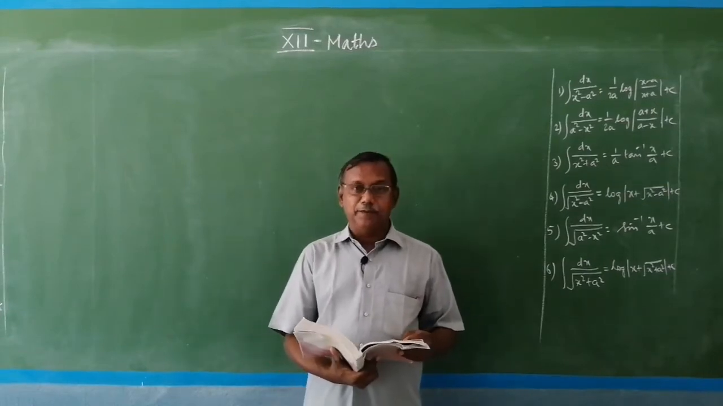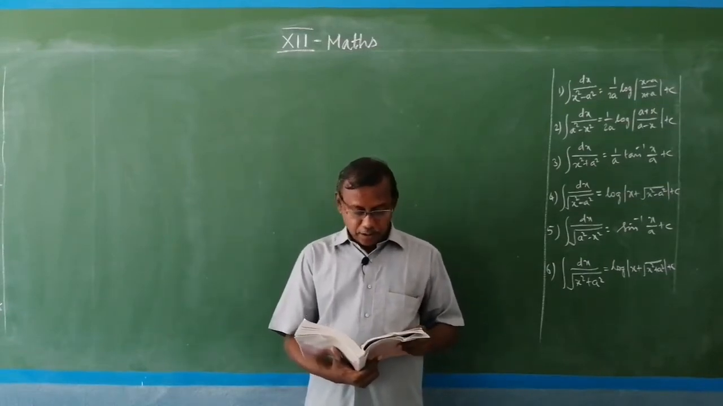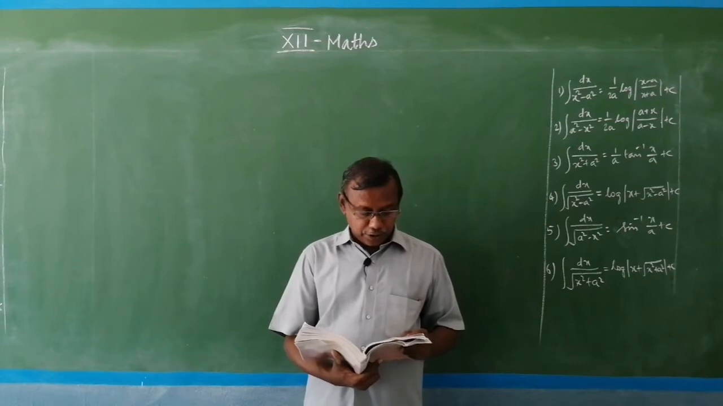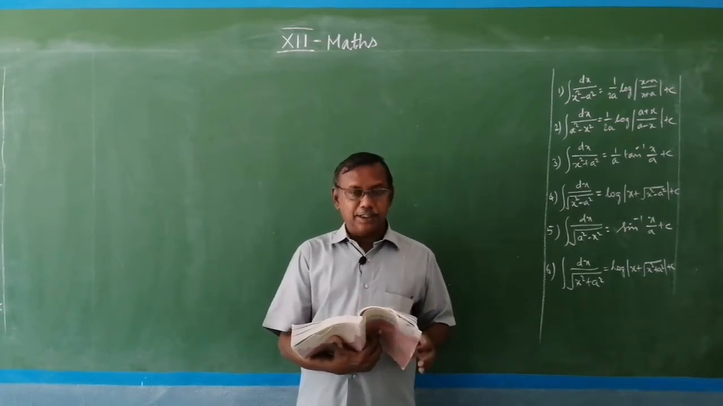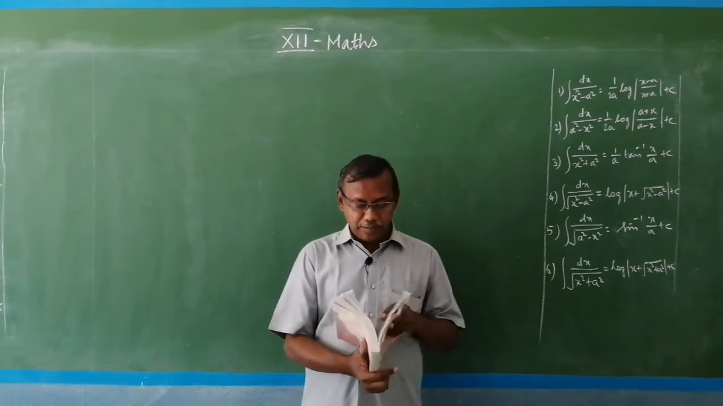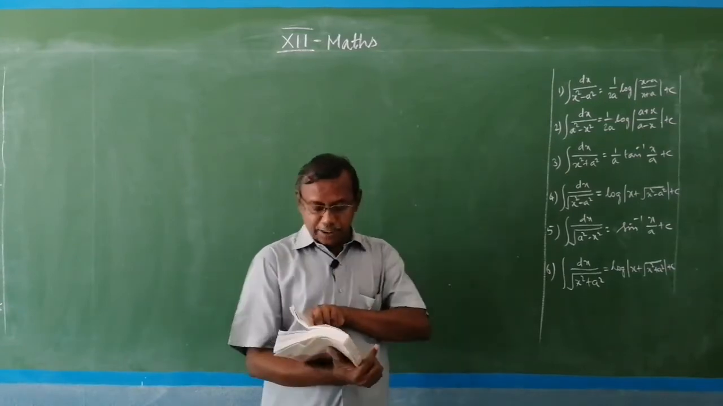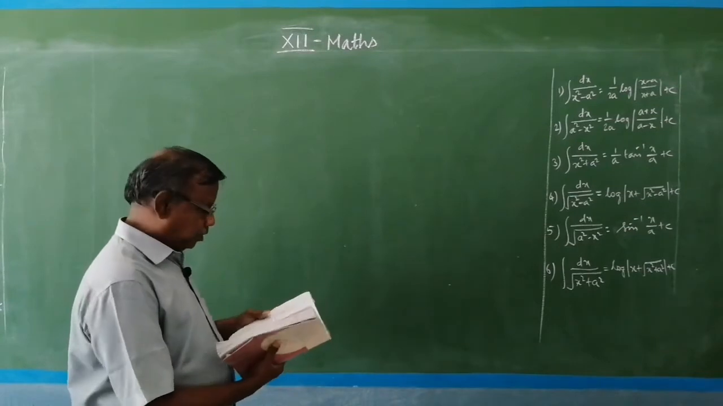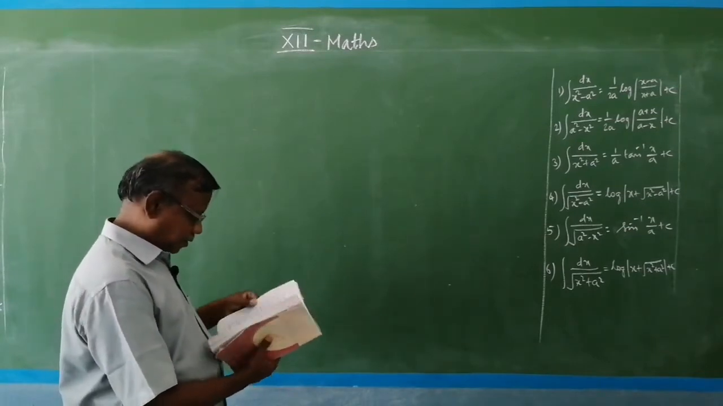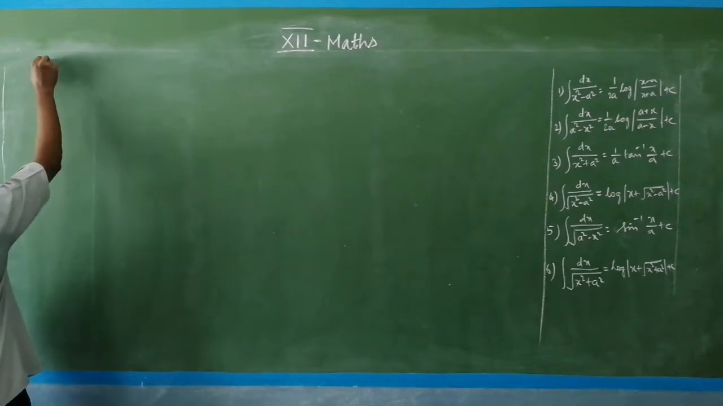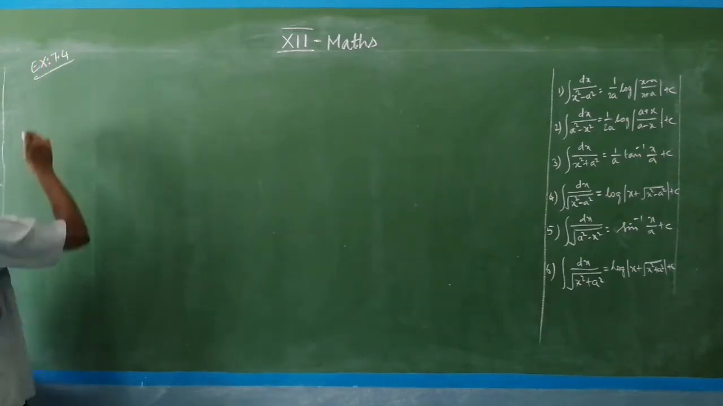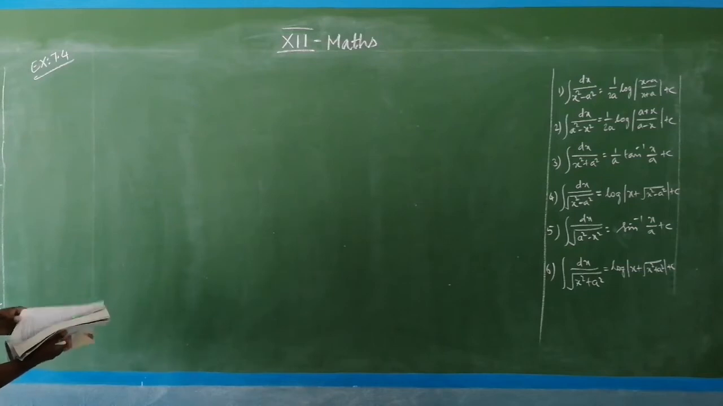Already we have completed 15 problems. Now I am going to start with the 16th problem of Exercise 7.4, page number 316 of the second volume of our NCERT mathematics book. Exercise 7.4.